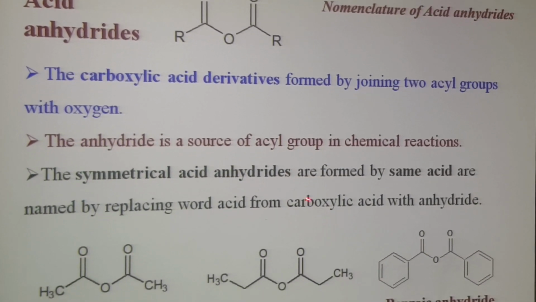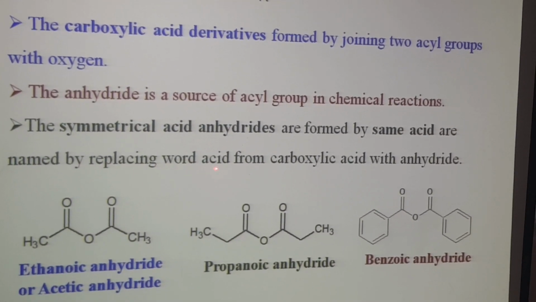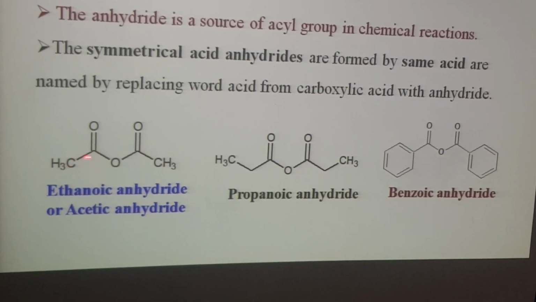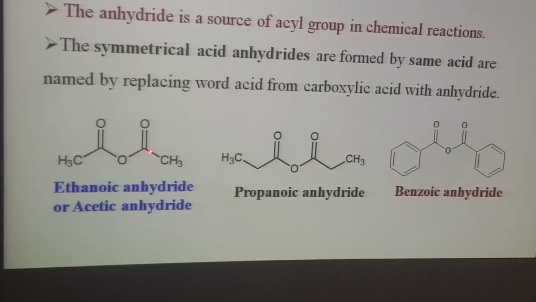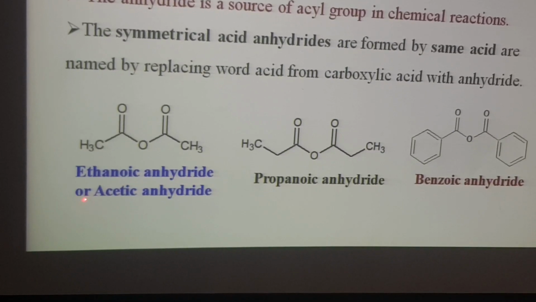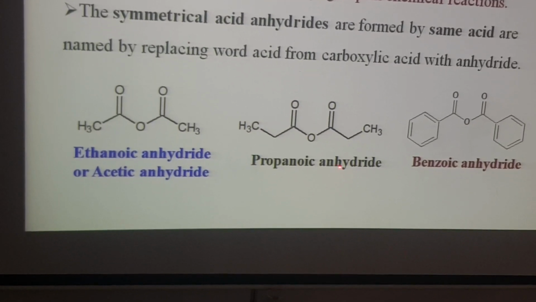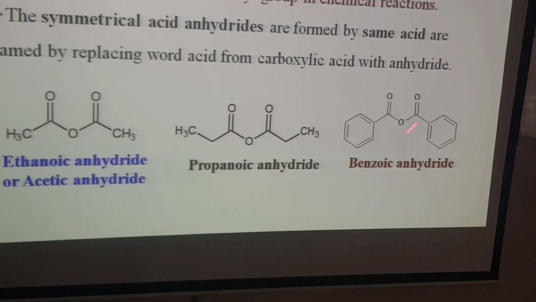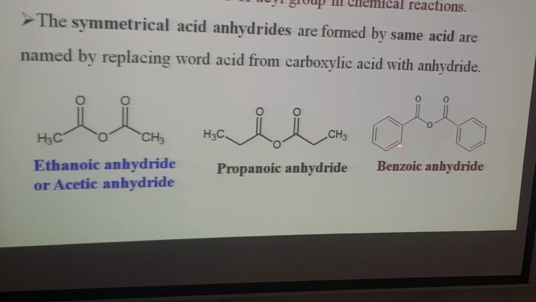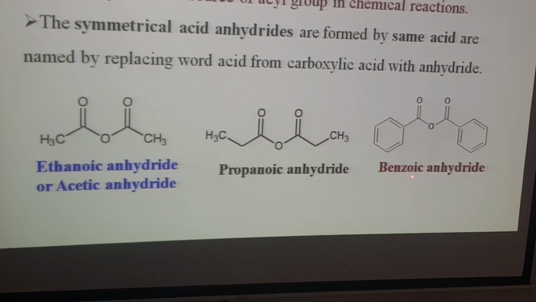So in the case of symmetrical acid anhydride, we name these molecules just by replacing the word acid from the carboxylic acid with anhydride. For example, here we have two carbons, so it means this anhydride is formed by ethanoic acid. So the name of this molecule is ethanoic anhydride. Commonly it is known as acetic anhydride. Then three carbons, propanoic anhydride. Here we have benzoic acid part, so benzoic anhydride. So the naming of symmetrical anhydride is simple and straightforward. We just add the word anhydride after the carboxylic acid part.